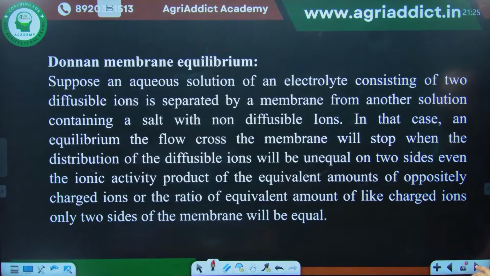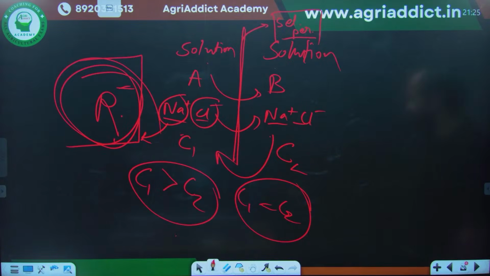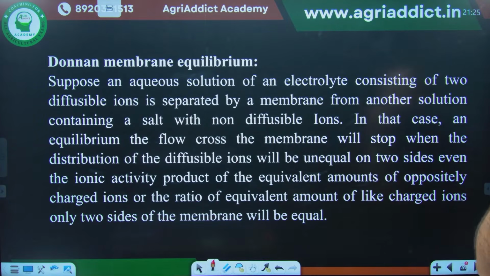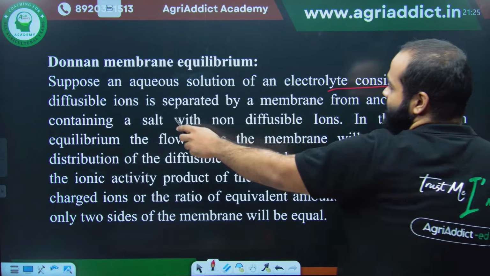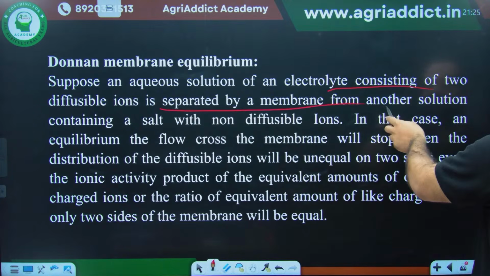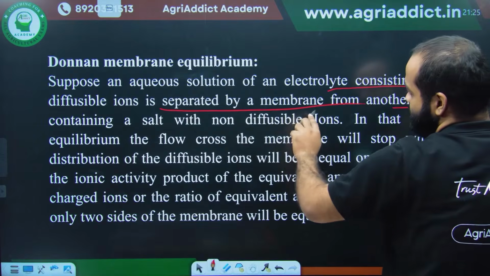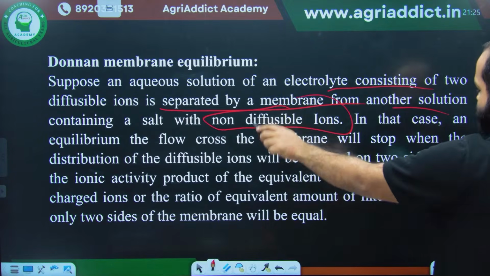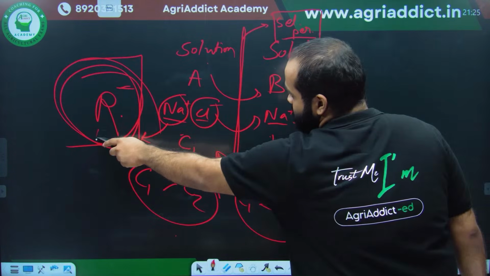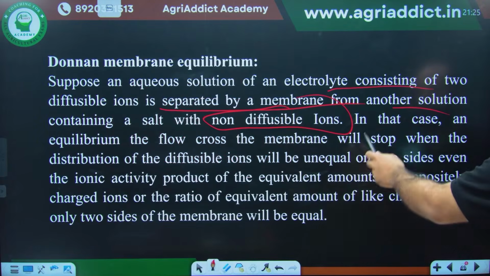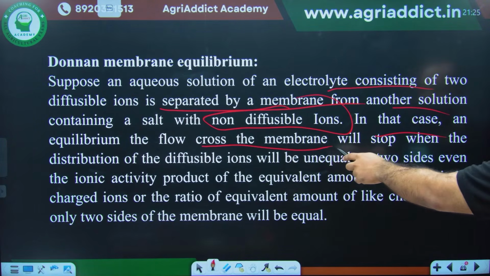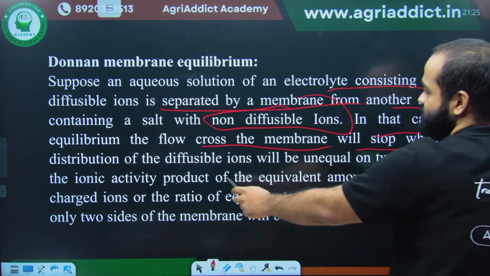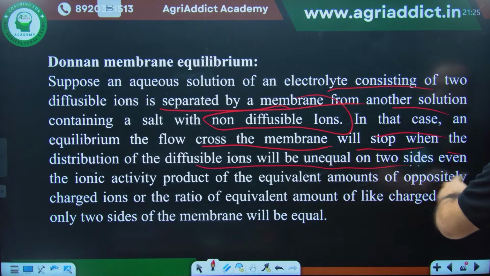Anyhow, we were on Donnan membrane equilibrium. I think you have understood what Donnan membrane equilibrium is. So let us read the statement. Suppose an aqueous solution of an electrolyte consisting of two diffusible ions is separated by a membrane from another solution containing a salt with a non-diffusible ion. This is the non-diffusible ion. In that case, at equilibrium, the flow across the membrane will stop when the distribution of the diffusible ions is unequal on the two sides.